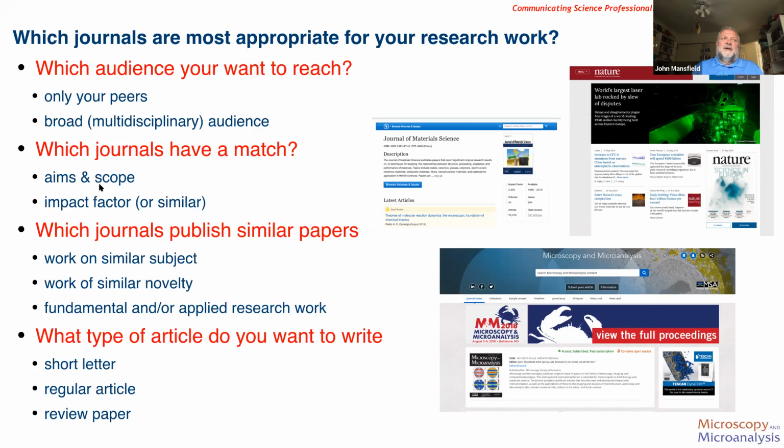Okay, so what you need to do is decide whether you want to be read by your peers or whether you want a broad multidisciplinary audience. If you think it's something so fantastic that everybody in the world will be talking about it, maybe you should shoot for Nature. But then again, they can be quite picky and you could end up having it sent back. So you really need to look at the aims and scope of the journals you're looking at.